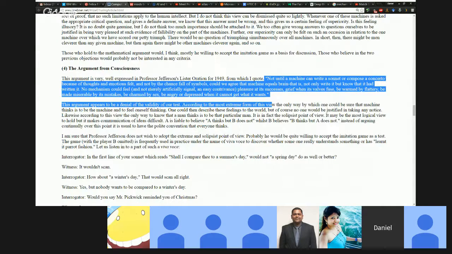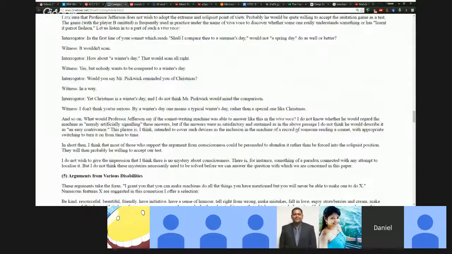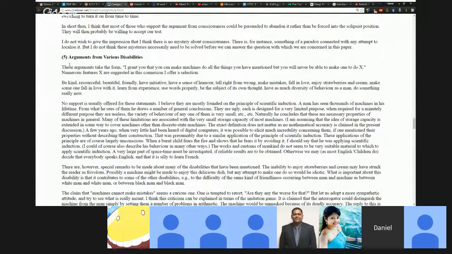He says, no mechanism can feel pleasure at its successes, grief when its valves fuse, be warmed by flattery, be made miserable by its mistakes, be charmed by sex, be angry or depressed when it cannot get what it wants. Turing considers more elaborate things of this on the next objection, the argument for various disabilities. Right? The idea is that there's some X that machines can never do.